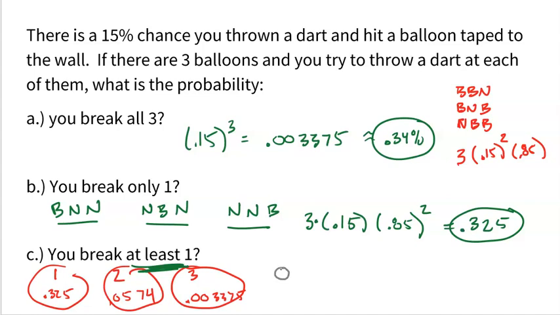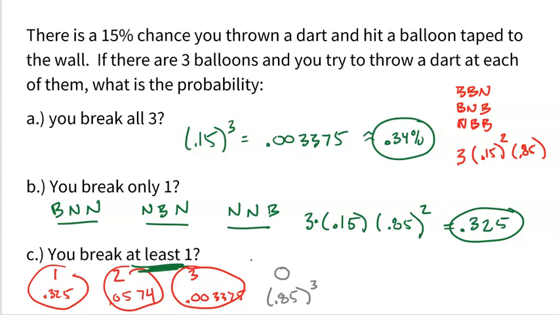That would be don't break any. That would be 0.85 to the third. There's only one way that could happen. No break, no break, no break. There's only one way that can happen. 0.85, 0.85, 0.85. No other scenario. So, listen. The opposite of at least one would be none.